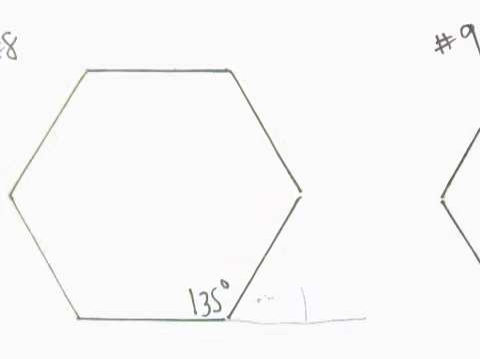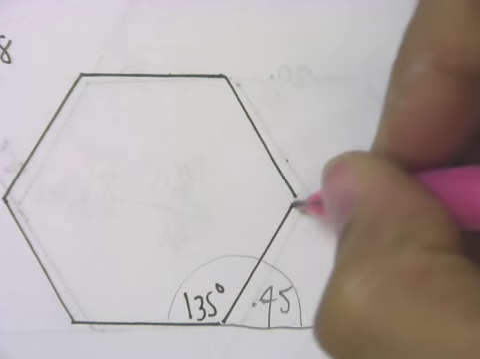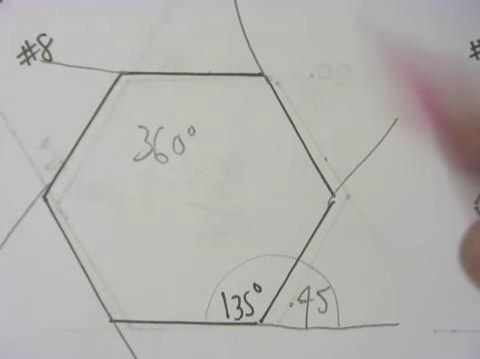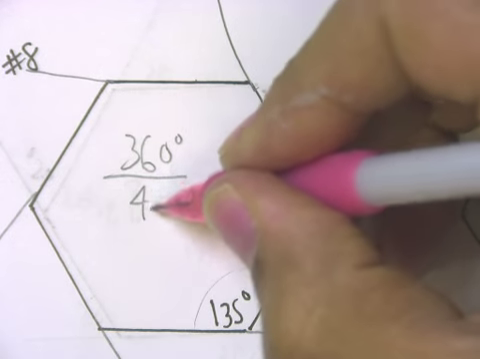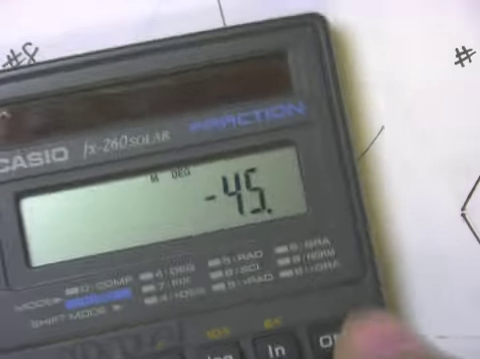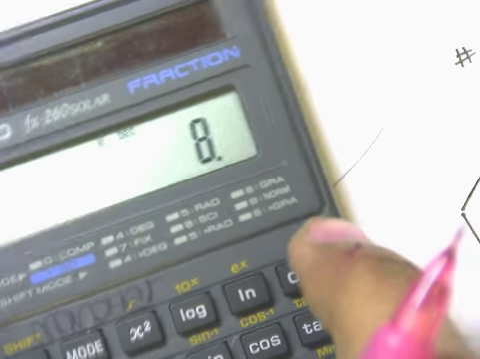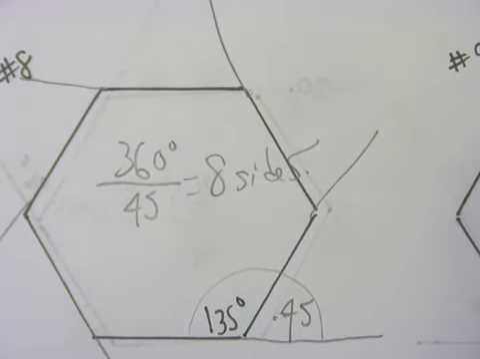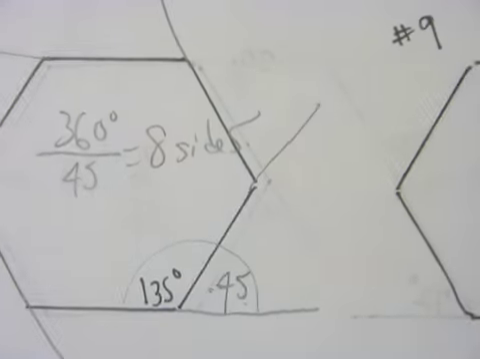That means that my external angle is going to be 45 degrees. And remember, guys, that all of the external angles of a regular polygon add up to how much? They add up to 360 degrees. So that 360 degrees divided by that 45 tells me how many sides I will have. So it will be 8, an octagon. So this would be 8 sides. If I have an external angle of 45 degrees, then I would have an octagon.